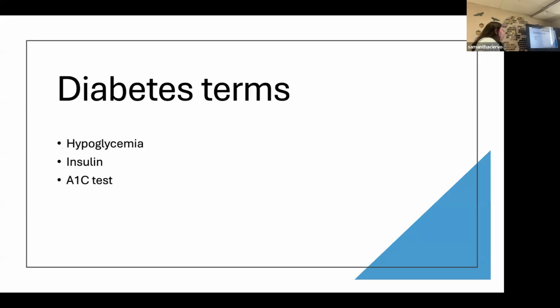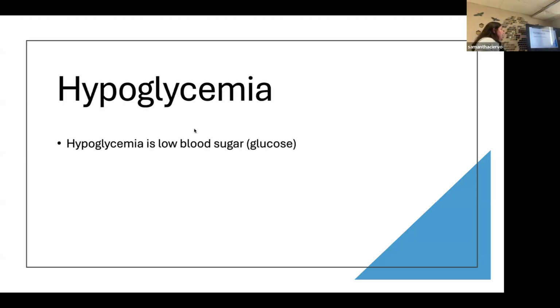Okay. So I wanted to talk a little bit about diabetes. I know that that's something that you probably hear a lot about. And so there are some terms that you've got to be familiar with. Hypoglycemia means what? Does anyone want to tell me? Low blood sugar. What does hyperglycemia mean?